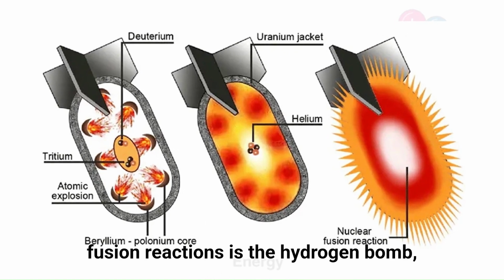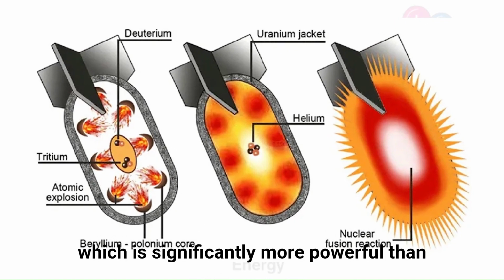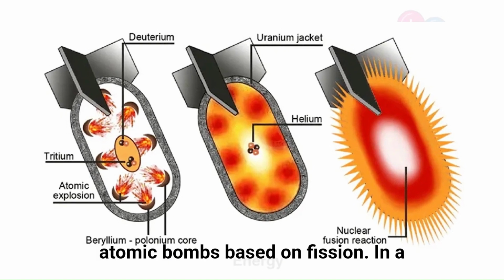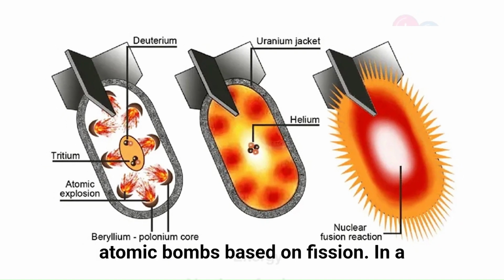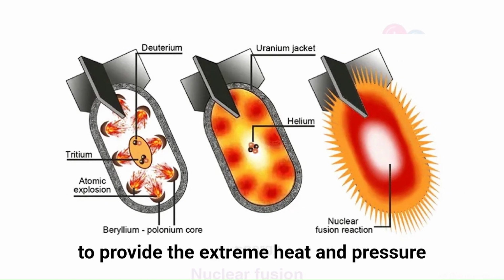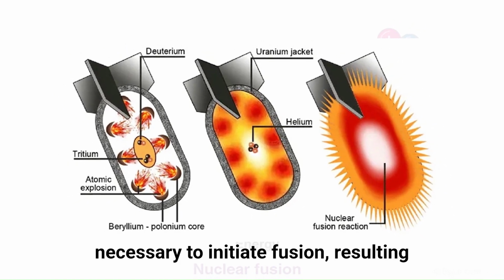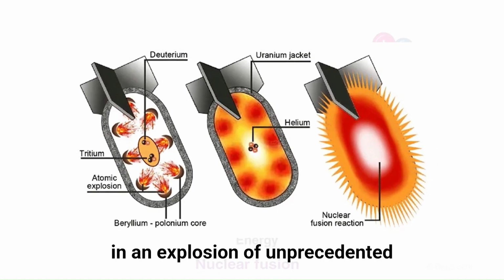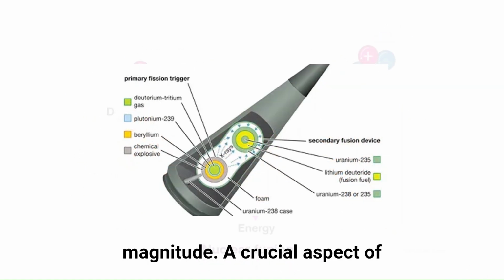One of the most well-known fusion reactions is the hydrogen bomb, which is significantly more powerful than atomic bombs based on fission. In a hydrogen bomb, a fission reaction is used to provide the extreme heat and pressure necessary to initiate fusion, resulting in an explosion of unprecedented magnitude.